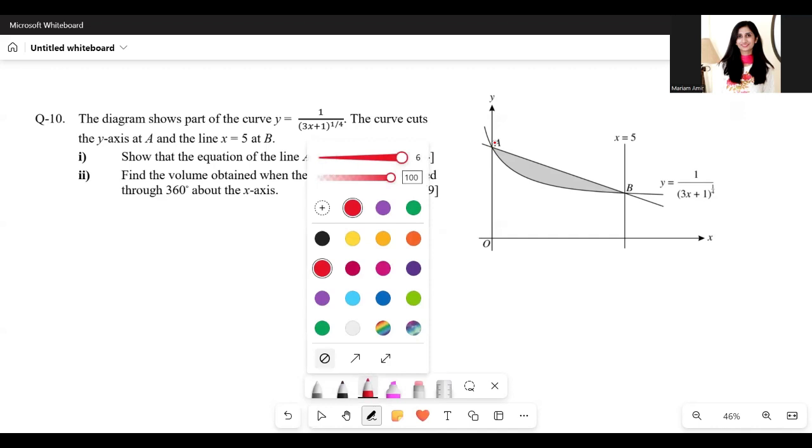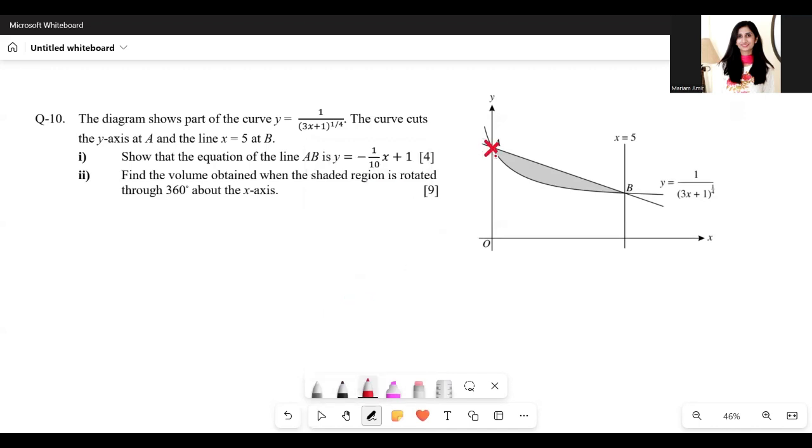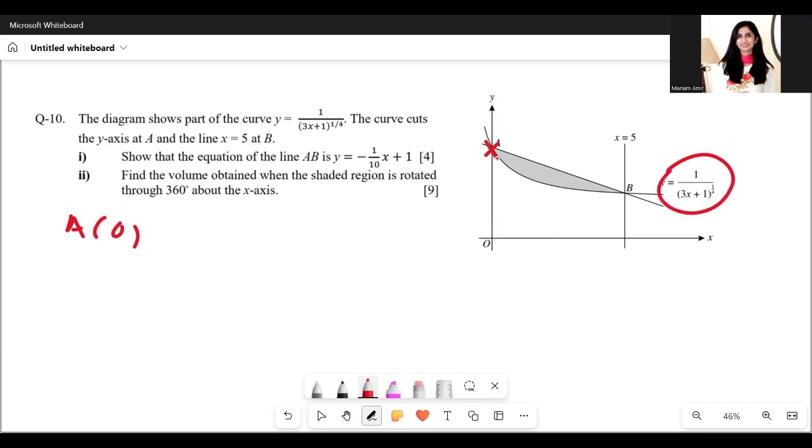So at A, we know that x is 0. Let's substitute x equals 0 in this equation and get y as well. So at A, x is 0, and when we substitute 0 here, we get y equals 1. So this value of y is 1.